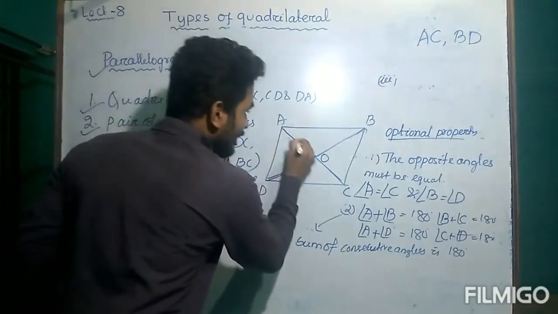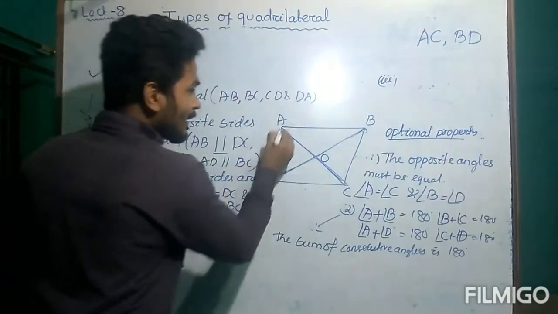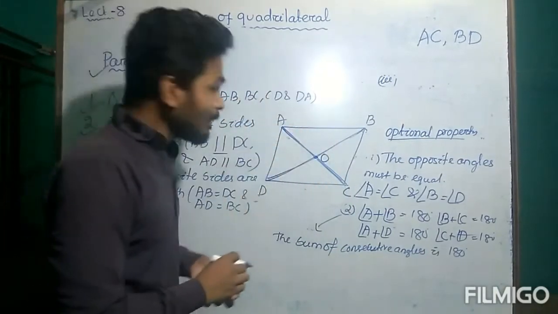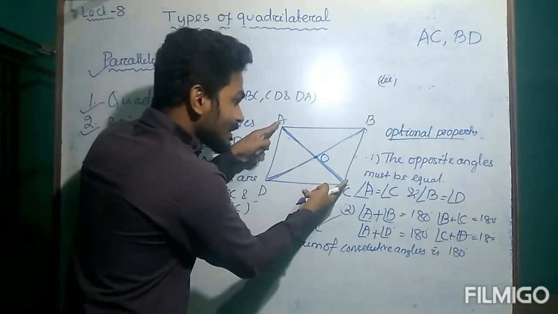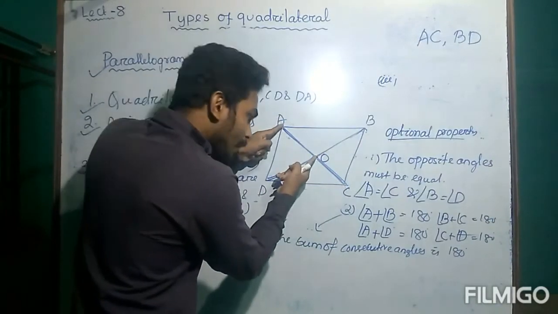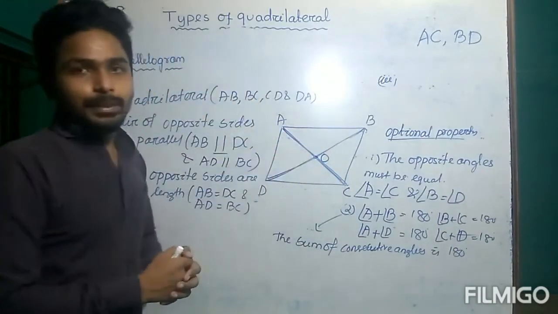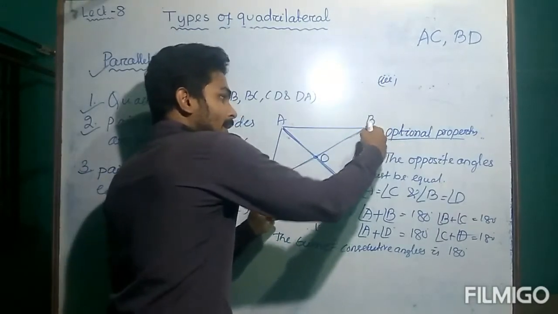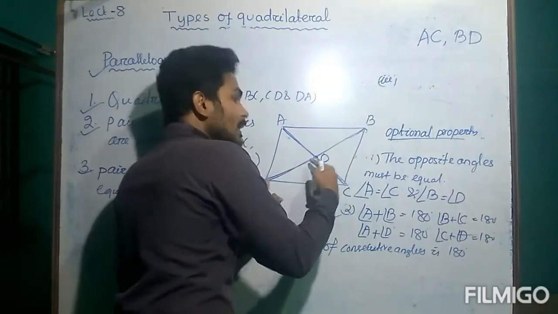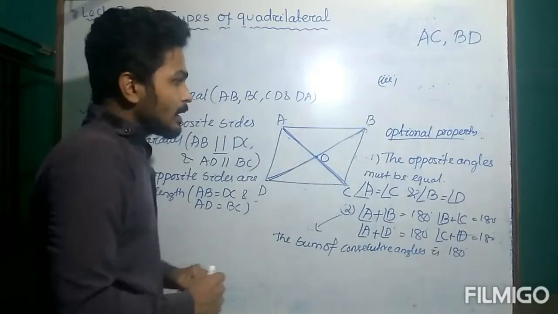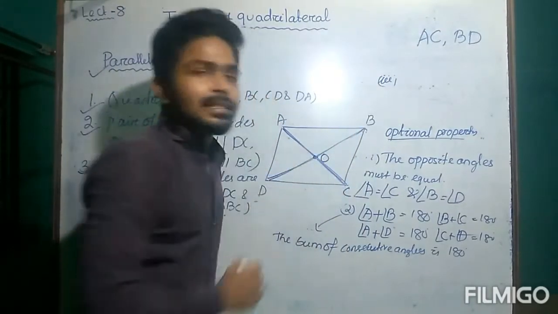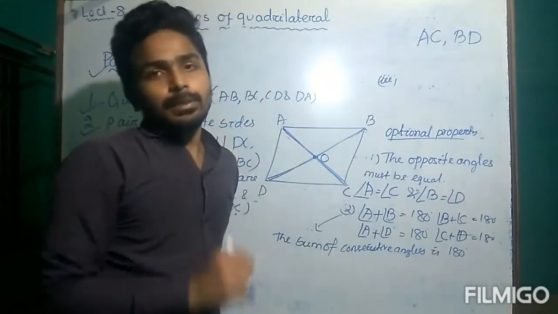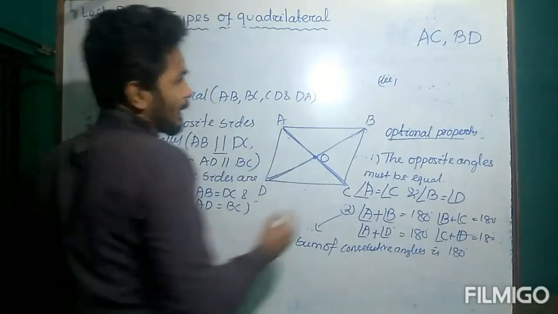See, here the diagonal is AC. Then this diagonal is bisected at the point O. It means if this length is 10 centimeter, then this is 5 centimeter, this is 5 centimeter. Similarly, suppose this length is 20 centimeter, then this is 10 centimeter, this is 10 centimeter. So at the point of intersection, both the diagonals bisect each other. Okay, this is the third property.